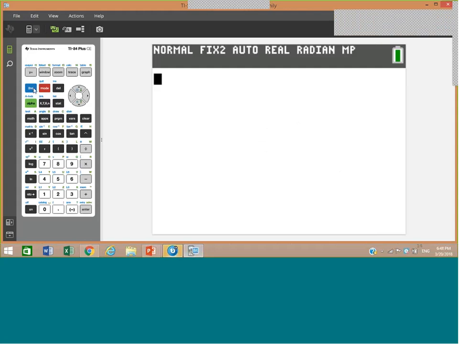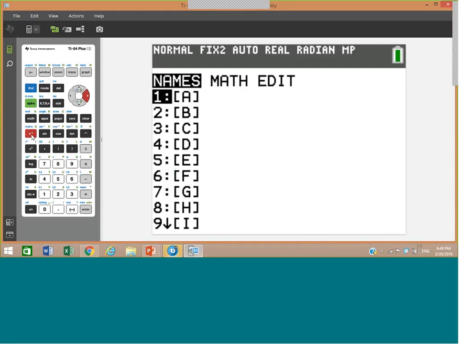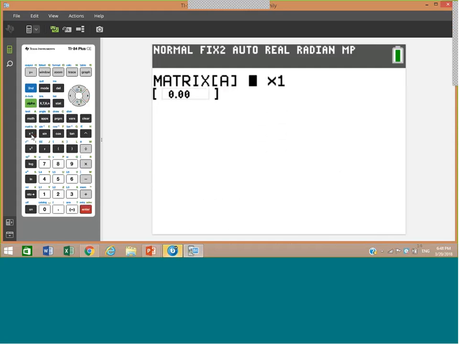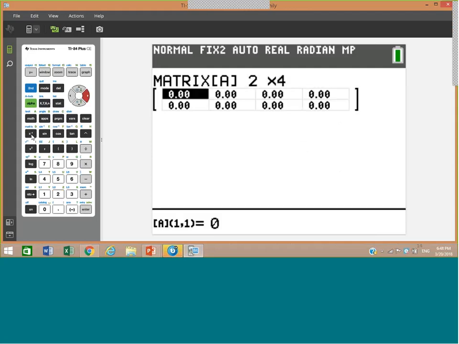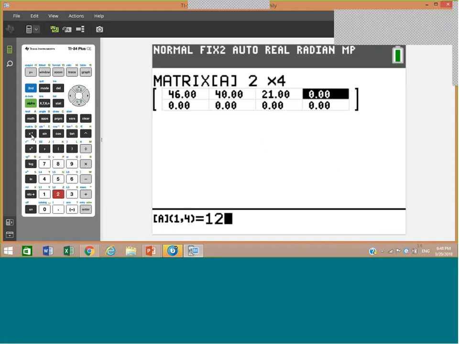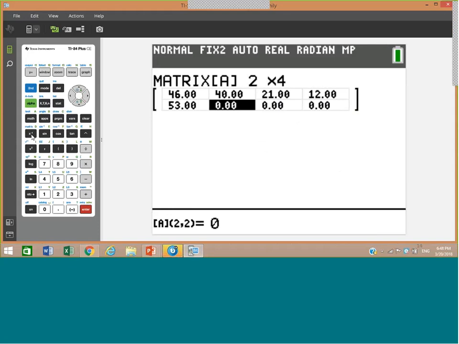And so I'll go to the matrix editor here, and we'll edit matrix A. So see, again, it's still a 2 by 4. And then put in the values. So 46, 40, 21, and 12 for the males. 53, 23, 9, and 3 for the females.